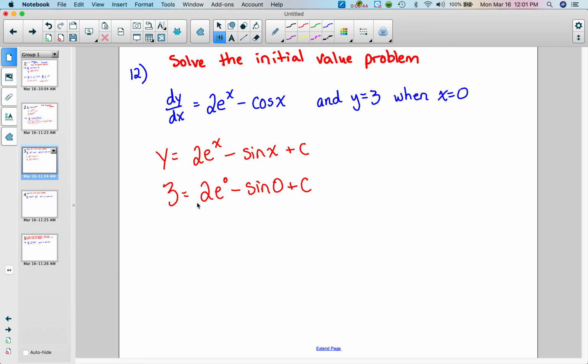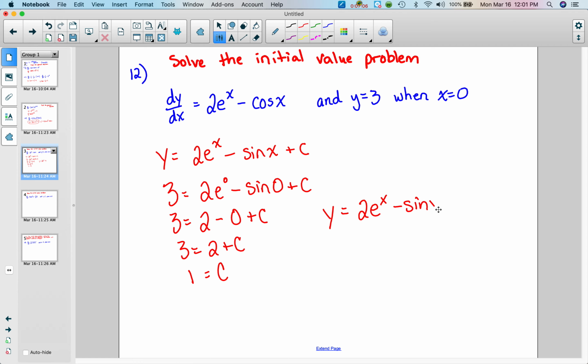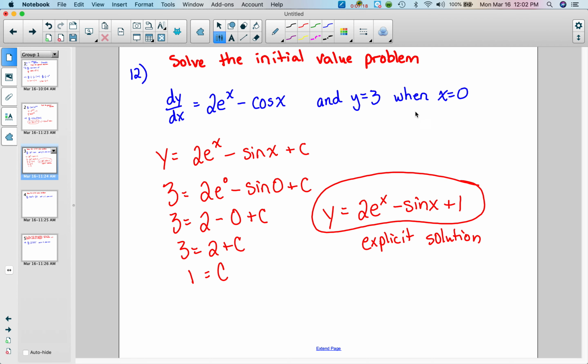And now I can solve for my constant. So anything to the 0 power is 1, so 2 times 1. Sine of 0 is 0. So that means my constant is 1. So then now my initial value problem, I can actually get the explicit solution, is what this is called. So this, instead of a general solution, this is an explicit solution. And that would be my answer for this problem.